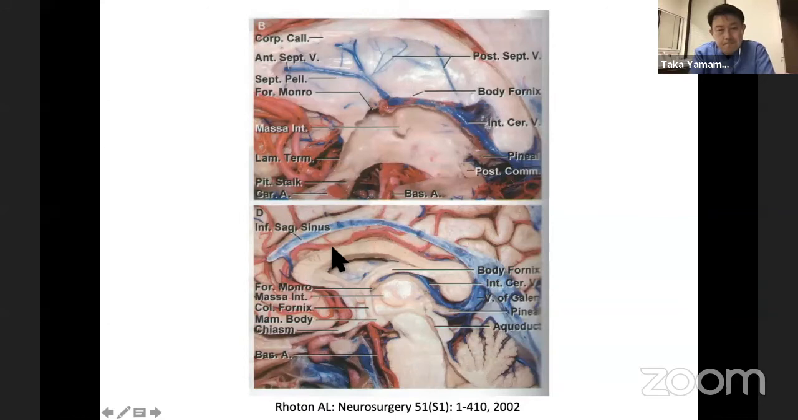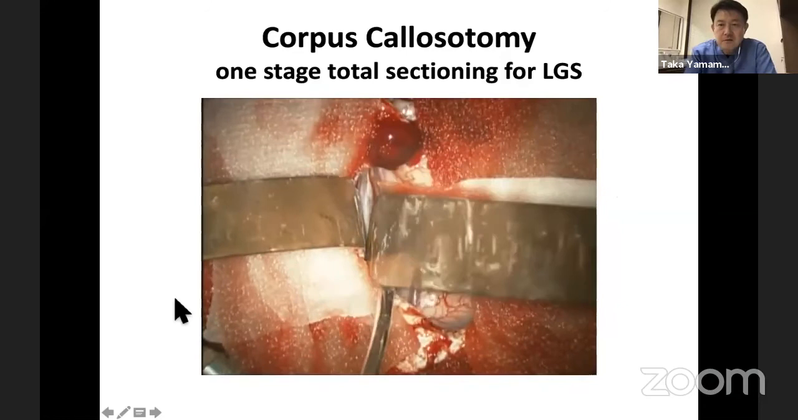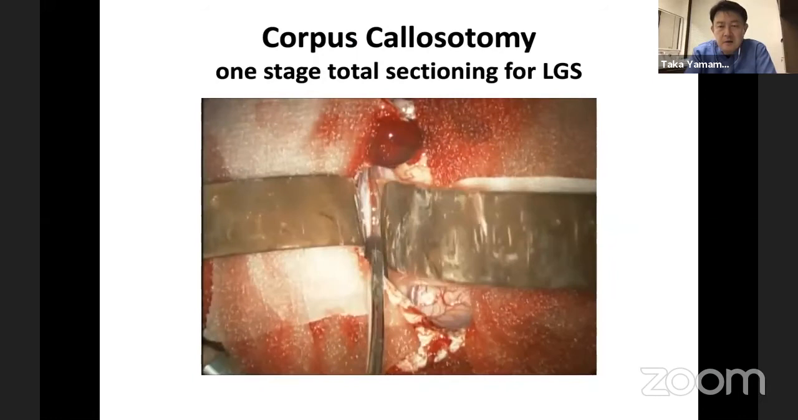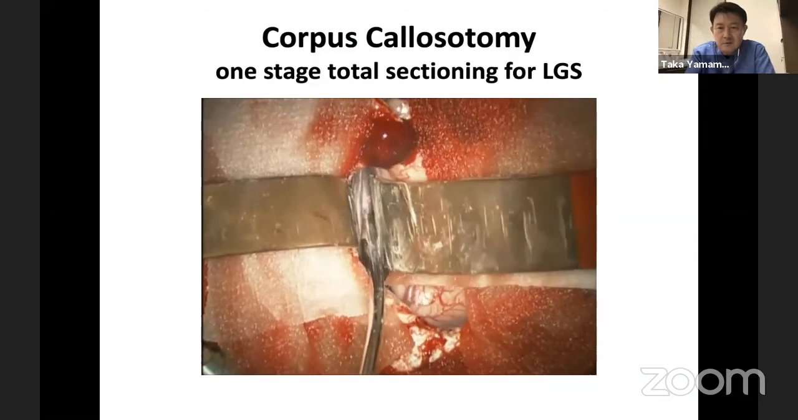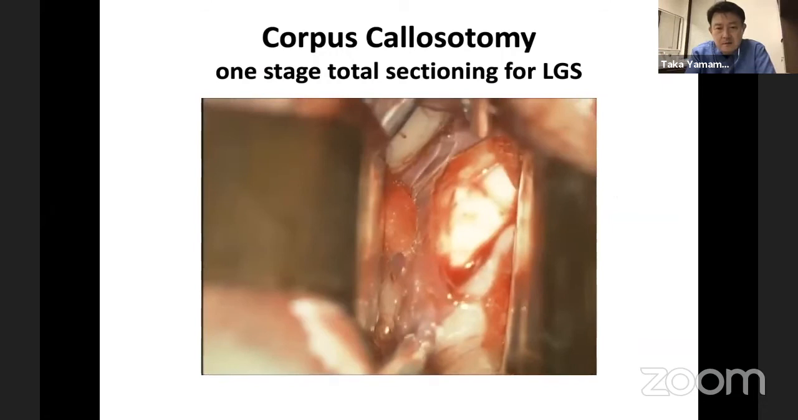This is my surgical video of a one-stage total corpus callosotomy for patients with Lennox-Gastaut syndrome. The patient often falls, which is very dangerous, because he had many head injuries. And see, this is the callosotomy here.